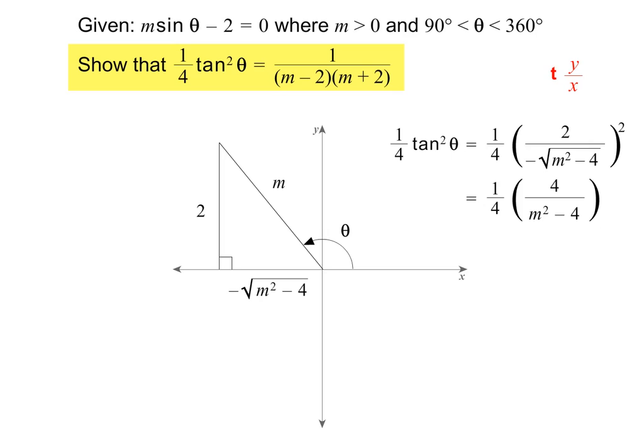After squaring the bracket, we get 4/m squared minus 4. We then cancel the 4's and end up with 1/m squared minus 4. We then apply the difference of squares to factorize the denominator. This gives us the right-hand side, and we are finished.